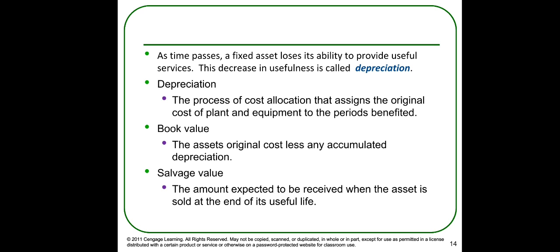And then the second term that you have to know is salvage value. Okay, remember this. Salvage value is the amount expected to be received when the asset is sold at the end of its useful life. In accounting, when you purchase an asset, for example, the sewing machine, after you record the purchase, you have to estimate the useful life of the asset.